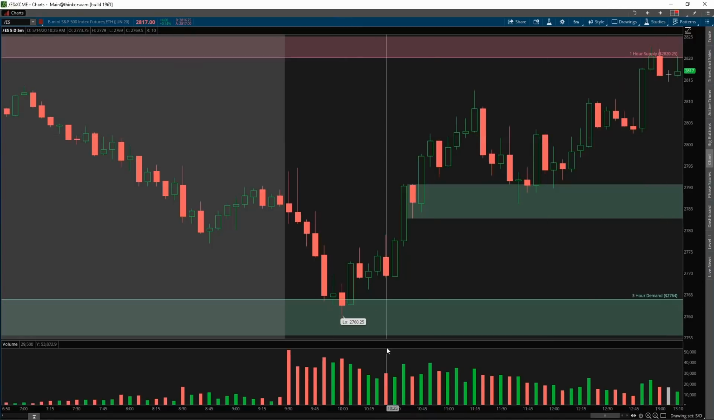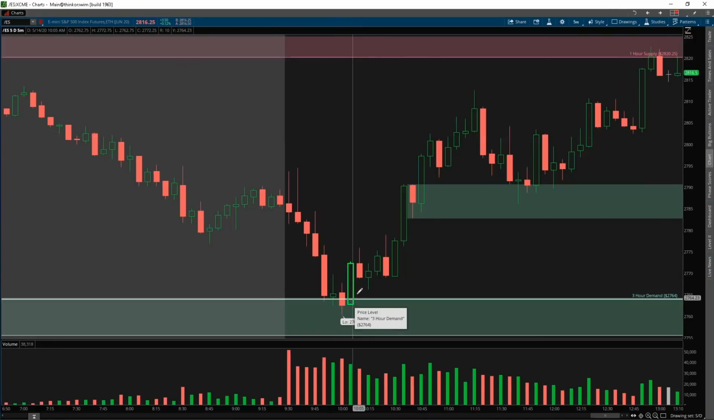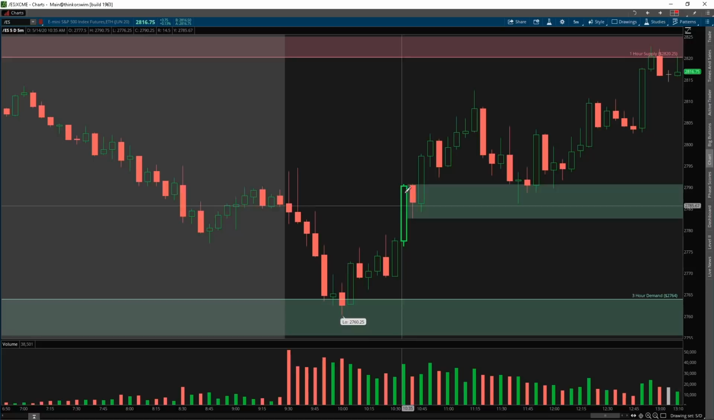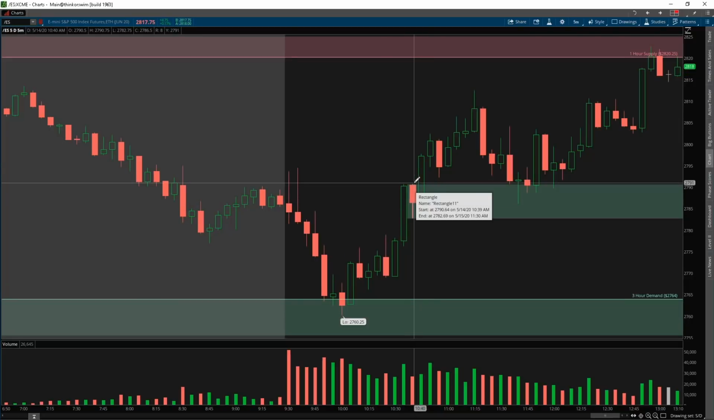So a couple things. We rallied out of this demand zone, and then we came up. I didn't take profits, which I probably should have in hindsight, but we then formed a new demand zone. And when I see new demand zones form on rallies, that tells me I have extra conviction to the long side. The stock is very strong and there's demand present.